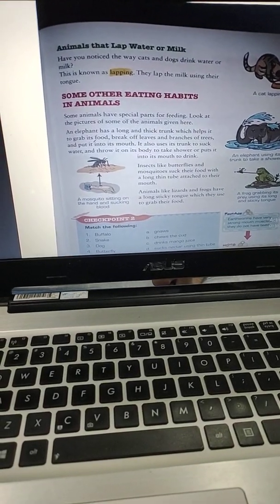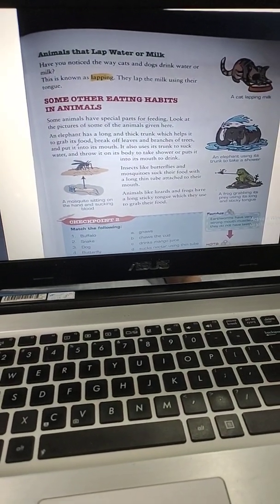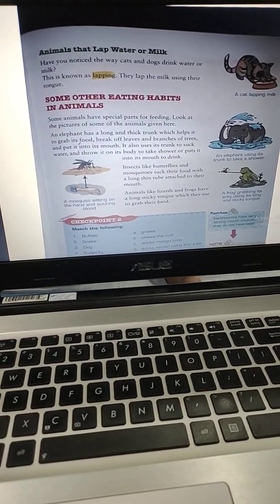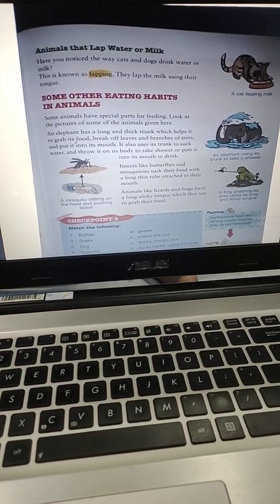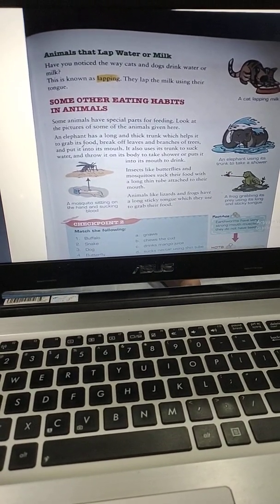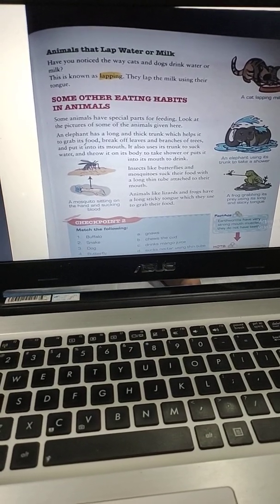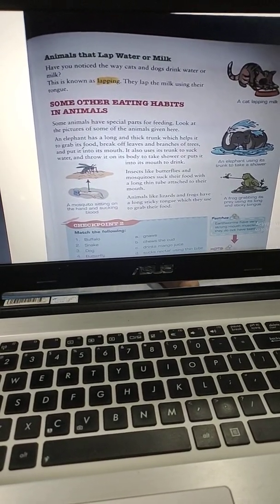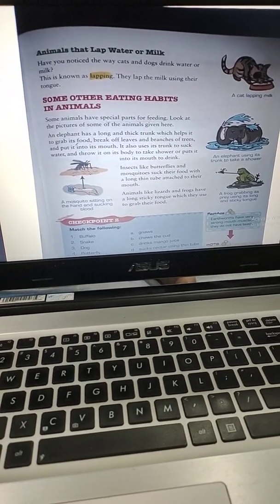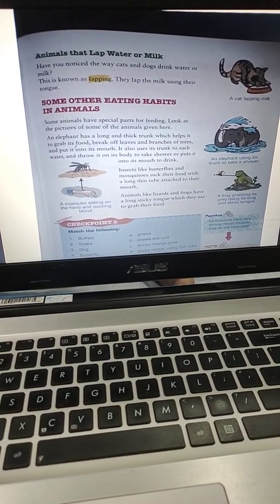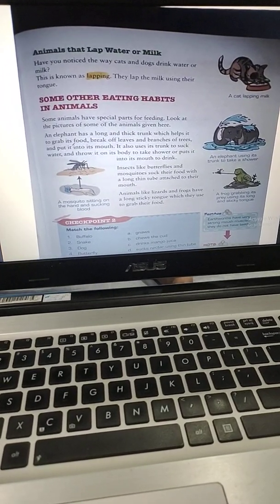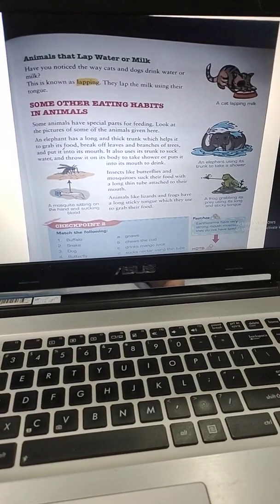Next, there are some animals that lap water or milk. They drink milk or water with the help of their tongue. That is called lapping. Like cat and dog are animals which lap their water and milk. You must have seen in your home, if you're keeping a dog or a cat, how they lick with their tongue the water or the milk you give them. That process is called lapping.